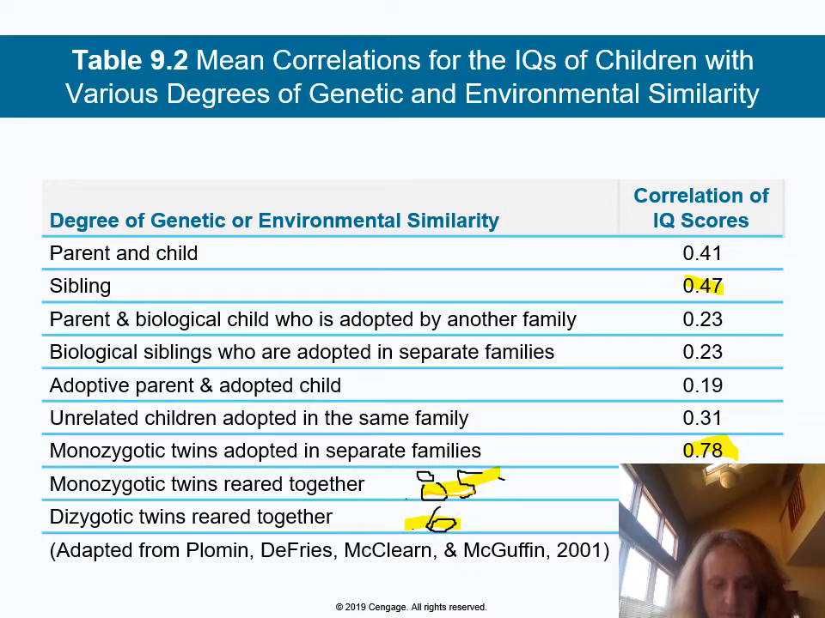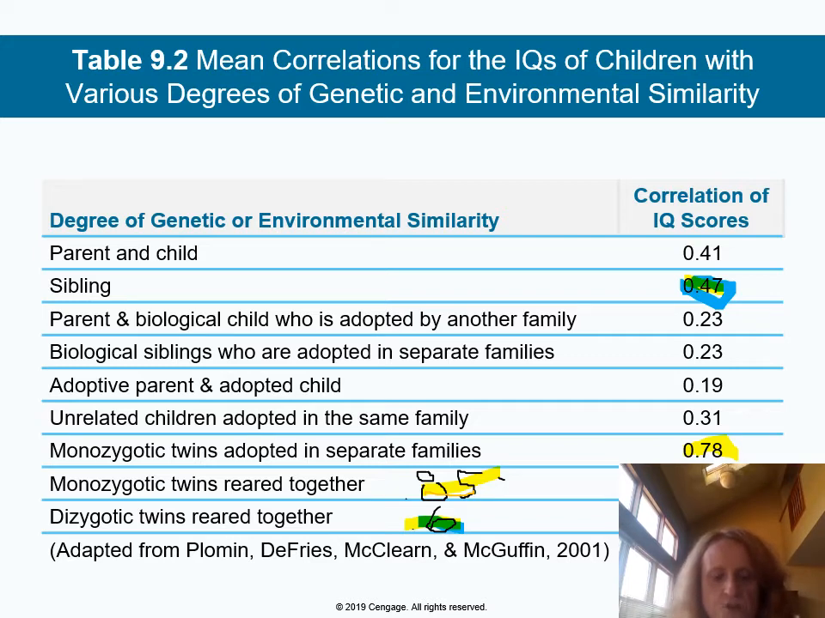Dizygotic twins, 0.6, resemble each other more closely than single birth siblings do. So even though they're not identical twins, this finding suggests an influence from being born at the same time and therefore sharing more of the same environment.